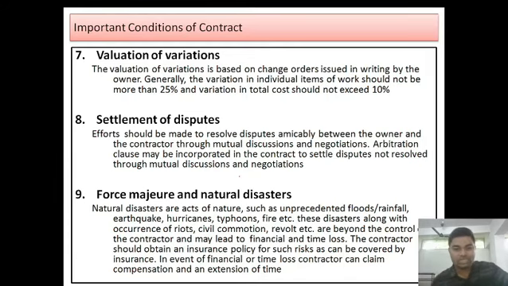Force majeure and natural disasters. Natural disasters are acts of nature such as unprecedented floods, rainfalls, earthquakes, hurricanes, typhoons, etc. Fire hazards also. These disasters, along with the occurrence of riot, civil commotion, revolt, are beyond the control of the contractor and may lead to financial and time loss. The contractor should obtain an insurance policy for such risk as can be covered by insurance. In the event of financial or time loss, the contractor can claim compensation and extension of time.